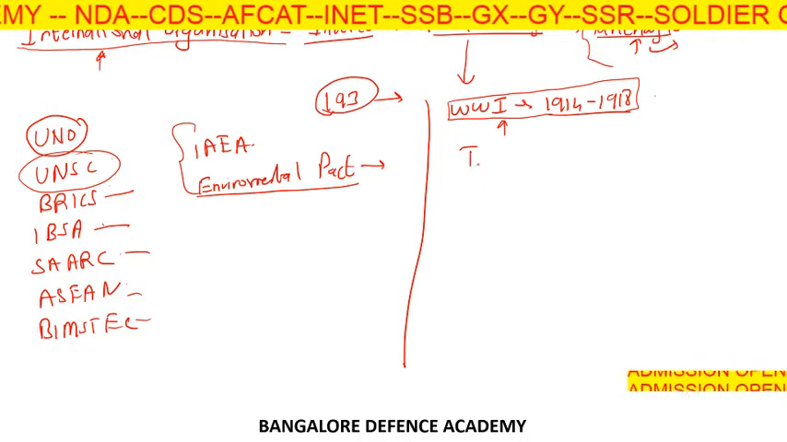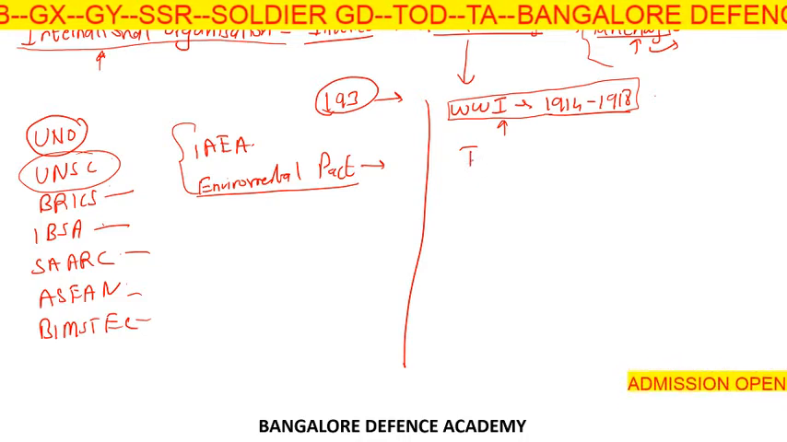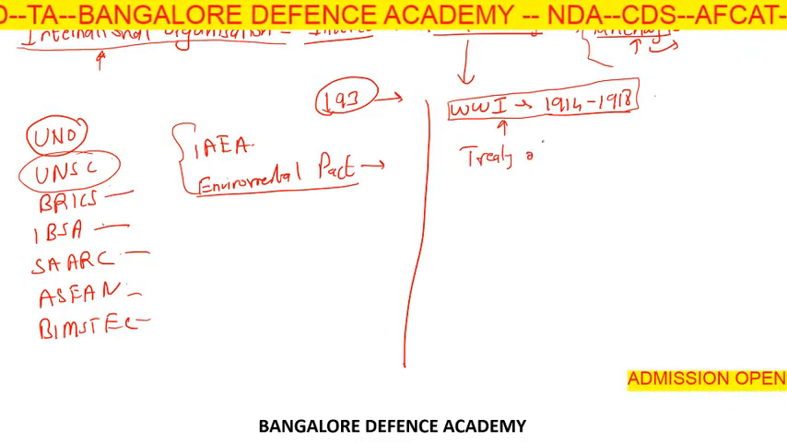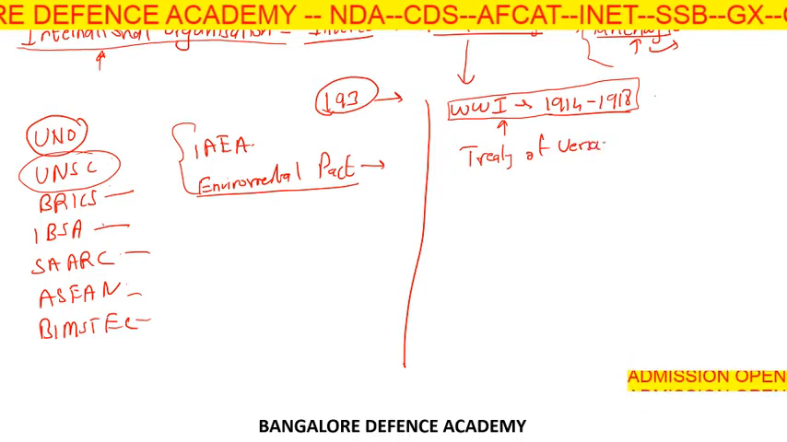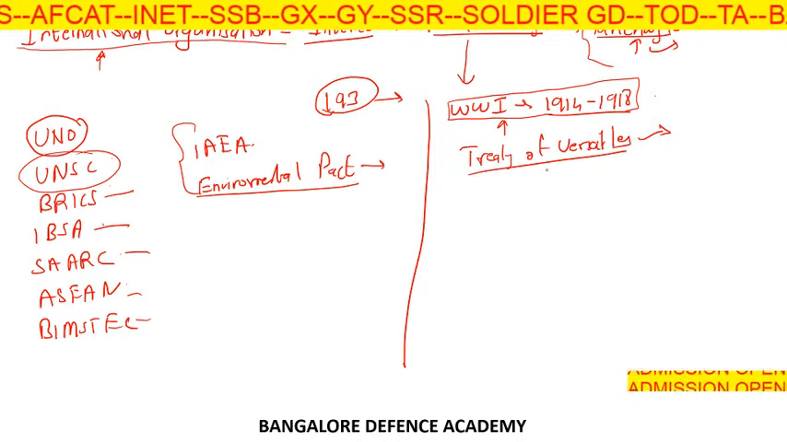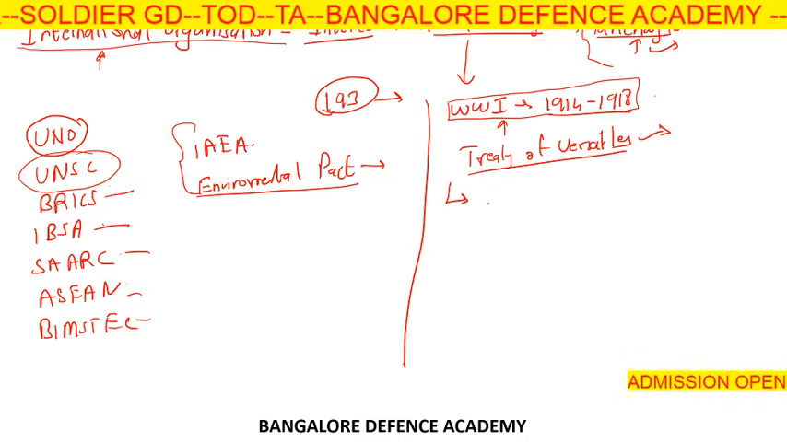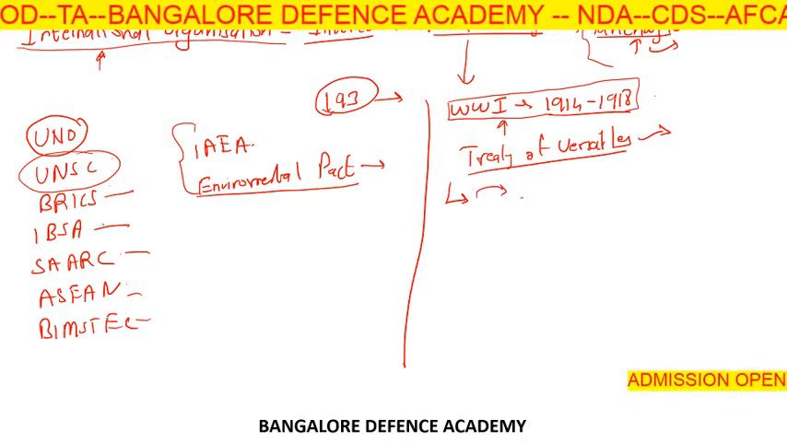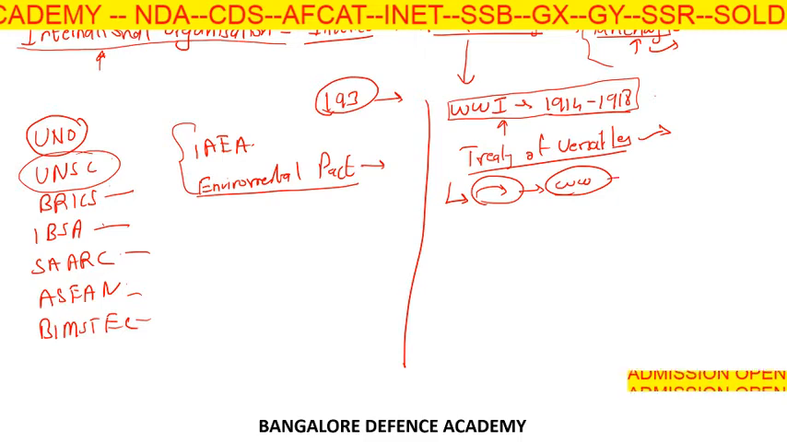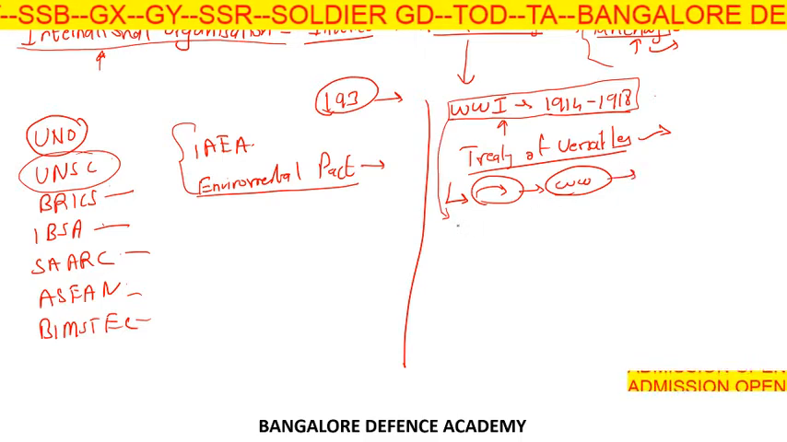Now, World War One came to an end after the Treaty of Versailles was signed. When the Treaty of Versailles was signed, World War One came to an end. The world leaders all over the world decided not to have any second world war. There shouldn't be any possibility of it. But World War One was a disaster.